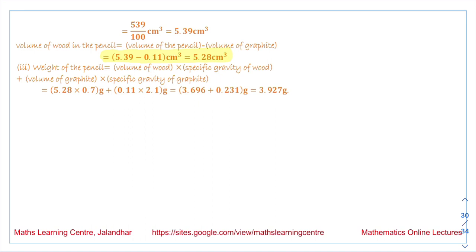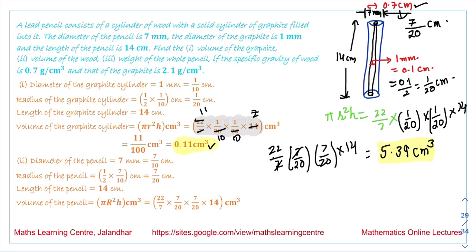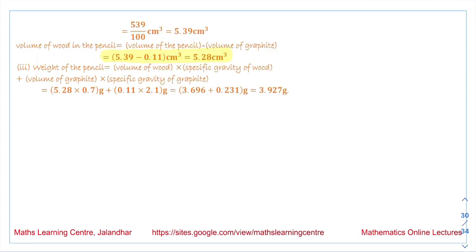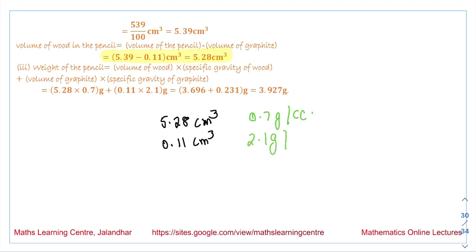Now the next thing that is given to us is that the specific gravity of the wood is 0.7 grams per centimeter cube, and for the graphite it is 2.1 gram per centimeter cube. So we have to find the weight of the whole pencil. The volume of the wood is 5.28 centimeter cube. The volume of the graphite is 0.11 centimeter cube. Next, the specific gravity is 0.7 grams per cubic centimeter for the wood, and 2.1 gram per cubic centimeter for the graphite.